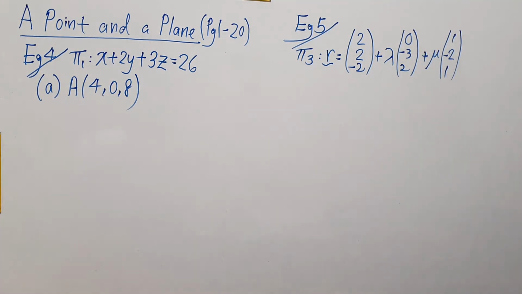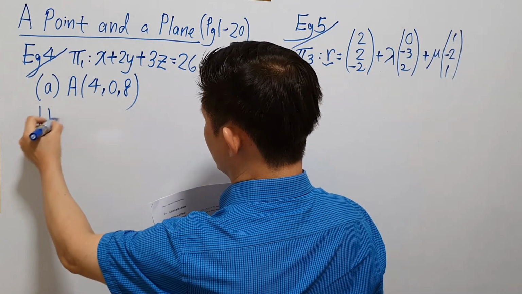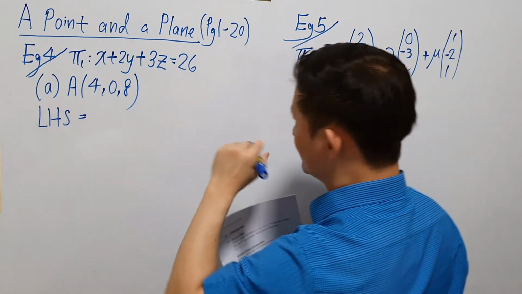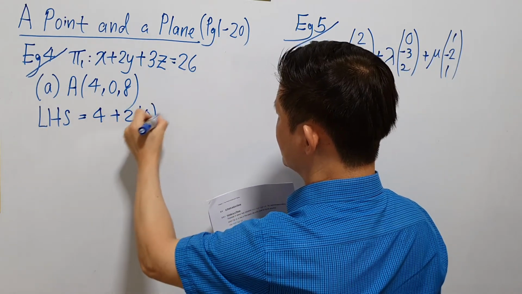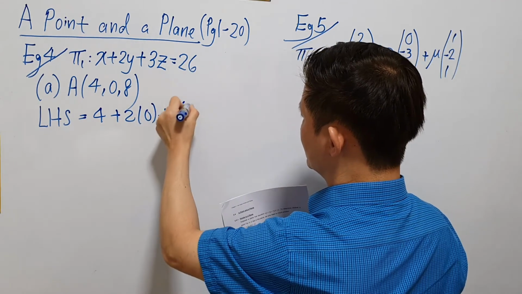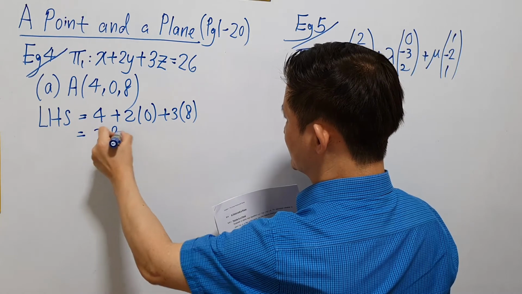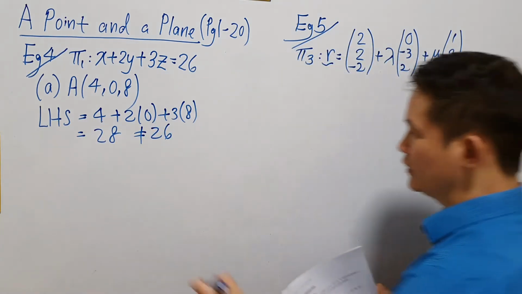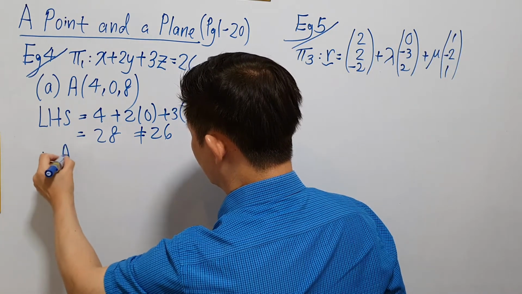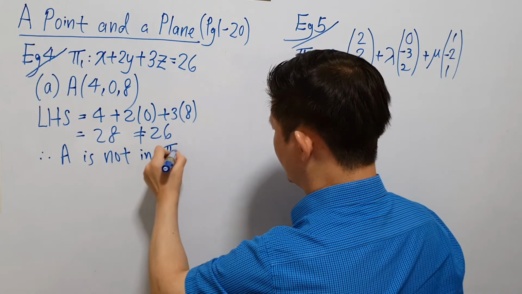To check whether this point lies in this plane or not, we plug in the coordinates of this point, 4, 0, 8, into the left hand side of the plane. In this case, we get 28, which is not the expected 26. Therefore, the point A is not in pi 1.